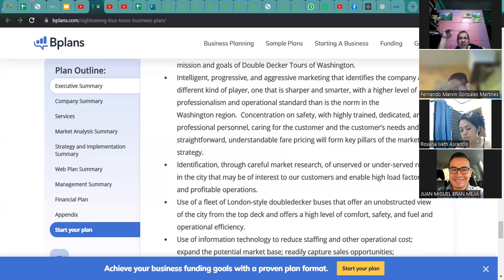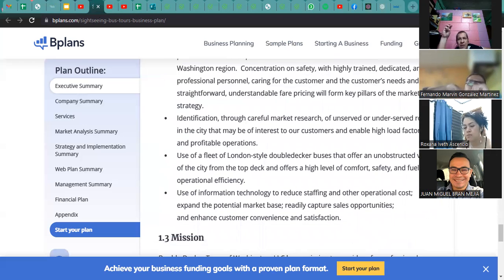The third one is identification, through careful market research, of underserved routes in the city that may be of interest to our customers and enable high load factors and profitable operations. Therefore, use of a fleet of London-style double-decker buses that offer an unobstructed view of the city from the top deck, and offer a high level of comfort, safety, and fuel and operational efficiency.